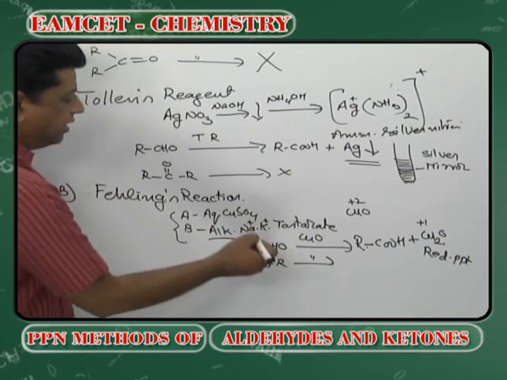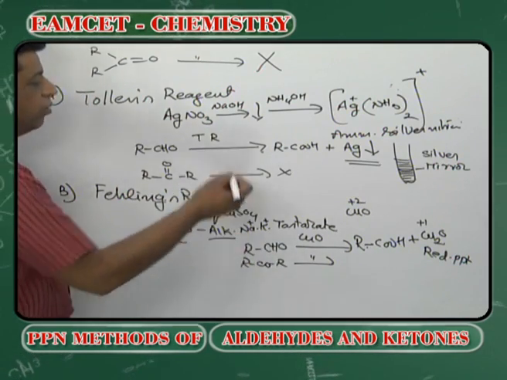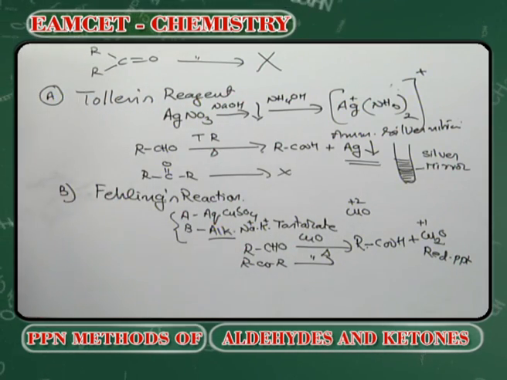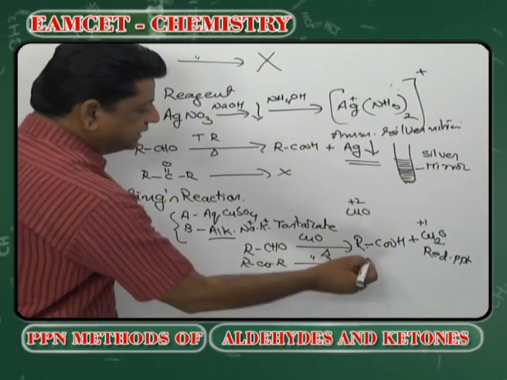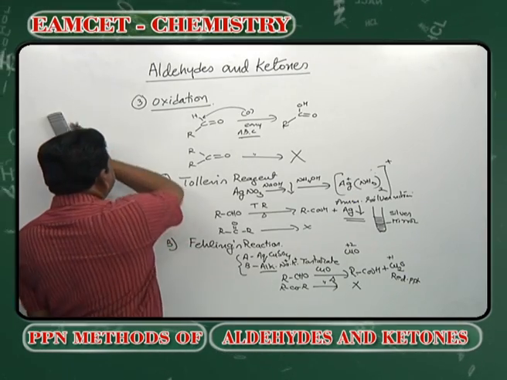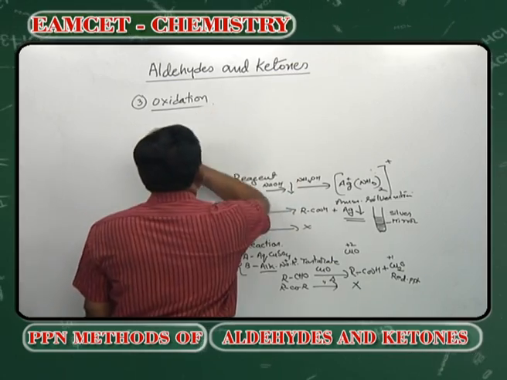For both Tollens and Fehling's you need slight heating, a slight warming. No reaction takes place in the case of a ketone; only aldehydes give this reaction. Okay. There is one more test called Schiff reagent.